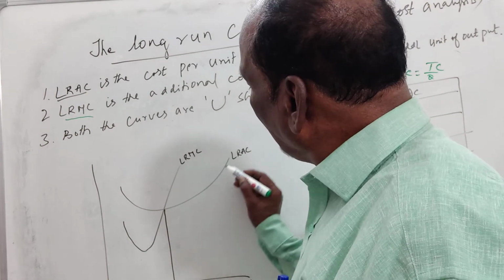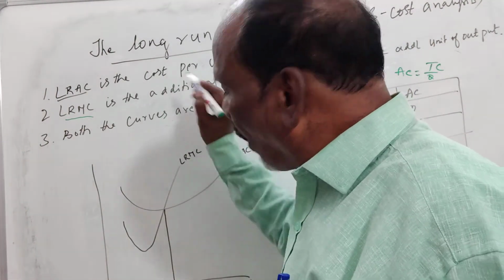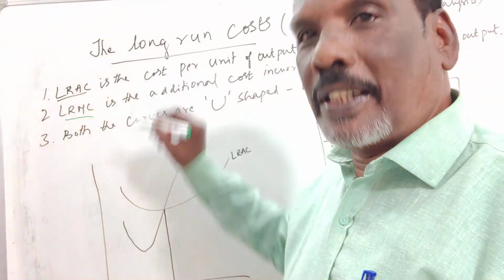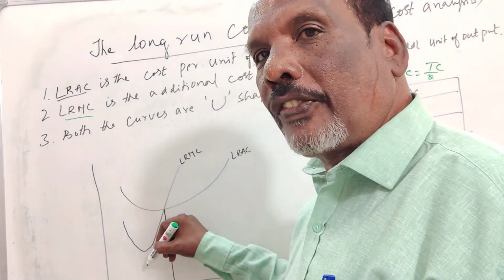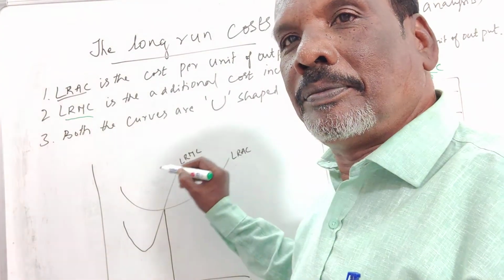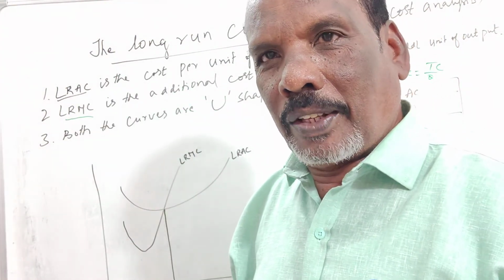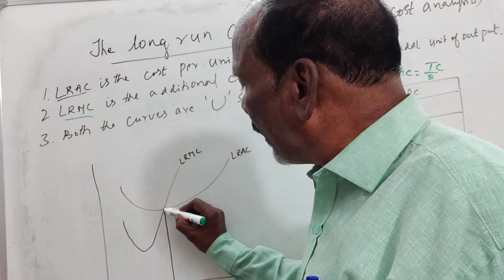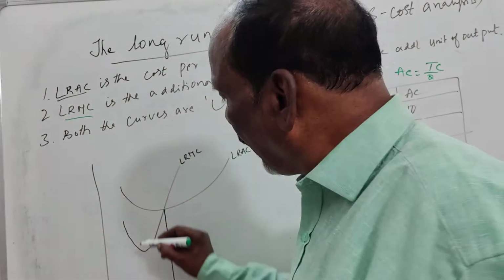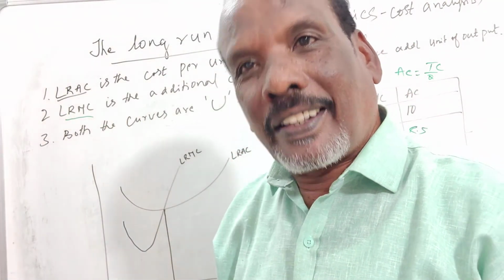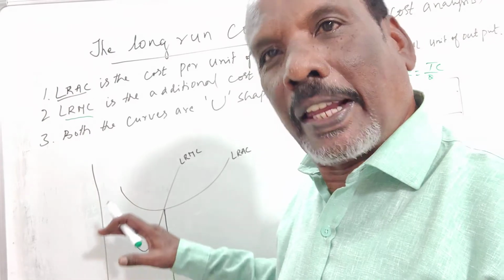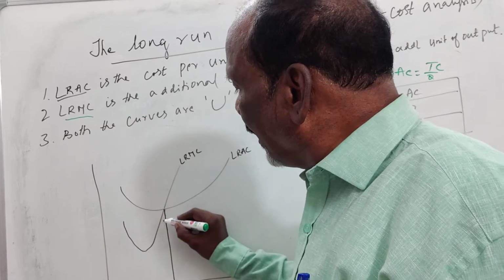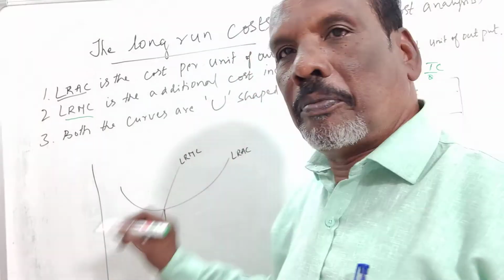And when LRAC starts rising, it also starts rising at a faster rate. That's why it lies above here. In the beginning, it lies below AC, and at the end, it lies above AC. And this MC curve cuts the AC curve at the minimum point. Please see, it cuts at this minimum point where AC and MC are equal. This is the intersection point, and this curve cuts the AC curve from below.